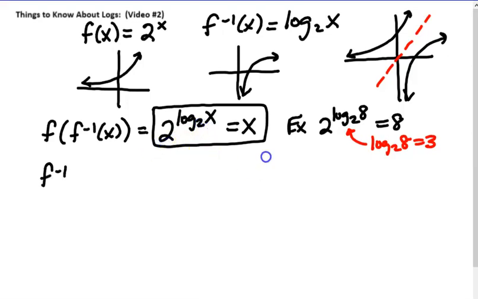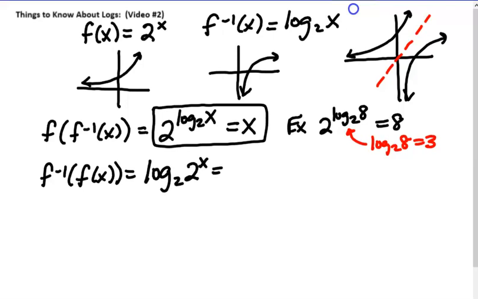What if I do the other way around? I'll get another interesting relationship. If I substitute 2 to the x in for x in the log function, I get log base 2 of 2 to the x equals x. Well, that makes a little more obvious sense, because if I do 2 raised to the x power, I should get 2 to the x.